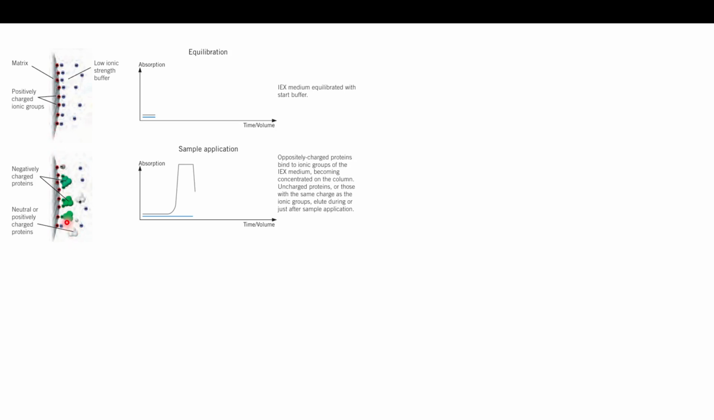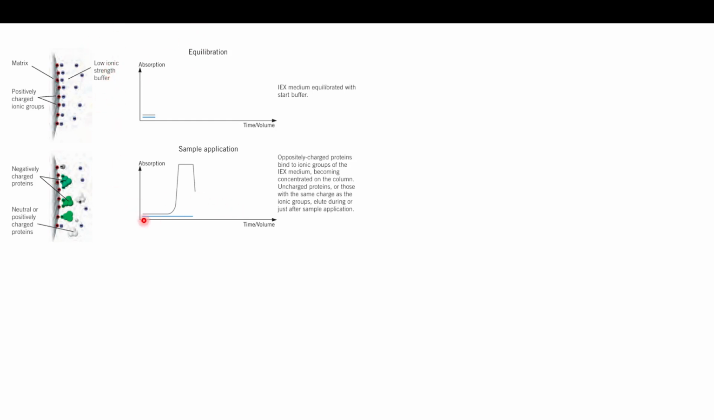Now, your negatively charged sample will be binding to the positively charged groups on the matrix, or there might be some weak interactions between neutral entities as well that can interact with the positively charged matrix here. So now, during equilibration, this is what is happening.